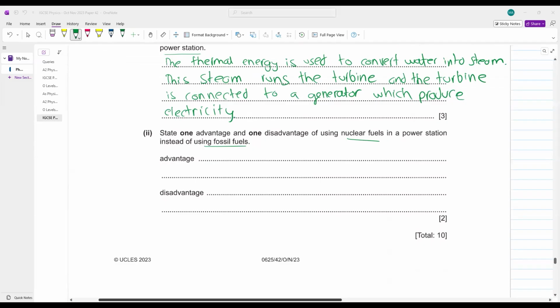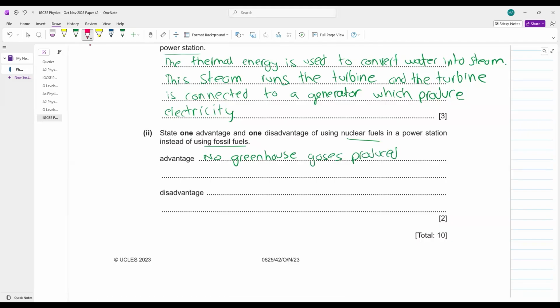बेटा न्यूक्लियर फ्यूल यूज करने का क्या एडवांटेज होता है, नो ग्रीन हाउस गैसेस प्रोड्यूस्ड। कोई भी ग्रीन हाउस गैसेस या तो प्रोड्यूस होती ही नहीं है या बहुत लेस अमाउंट होती है। व्हाट इज द डिसएडवांटेज ऑफ यूजिंग न्यूक्लियर फ्यूल्स इन अ पावर स्टेशन? There is always the risk of leak of radiation, risk of leaking of radiations.